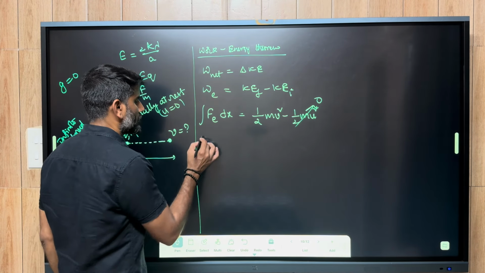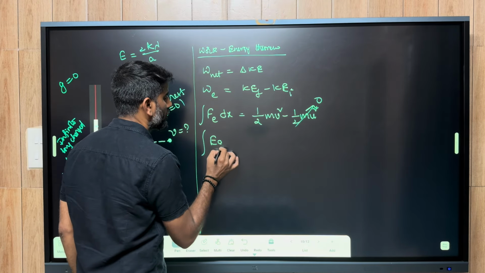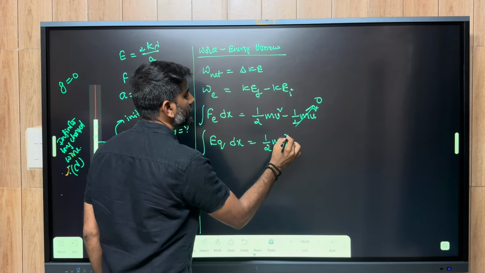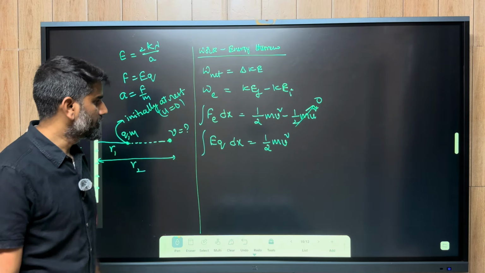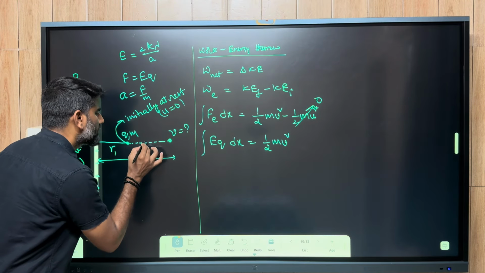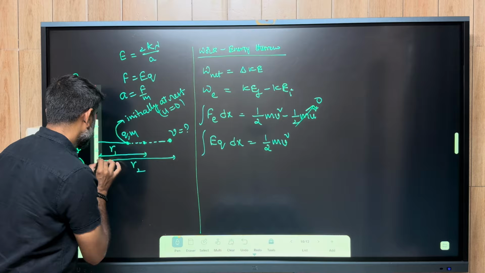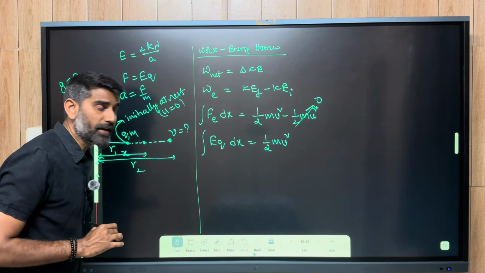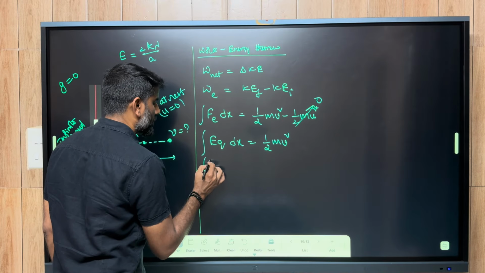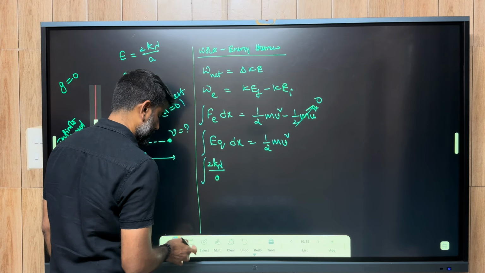Okay, now what is the electric force? Which is nothing but EQ. So the integral of EQ dx is equal to half mv square. Here E is the electric field. Let us suppose we consider a point somewhere here at a distance x. Now the electric field at a distance x is 2k lambda by x.